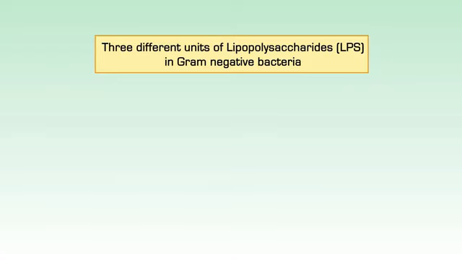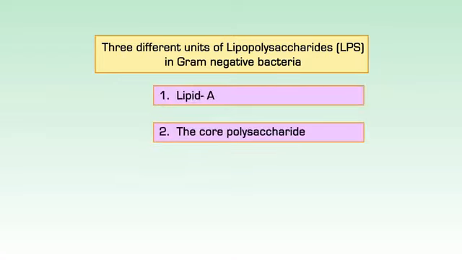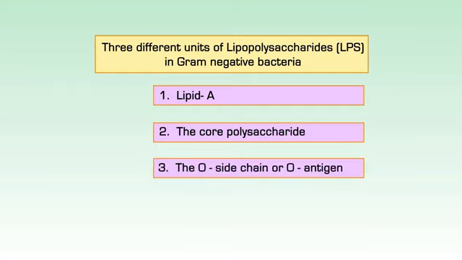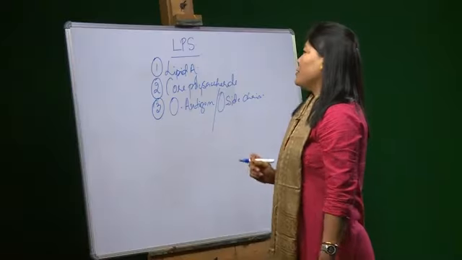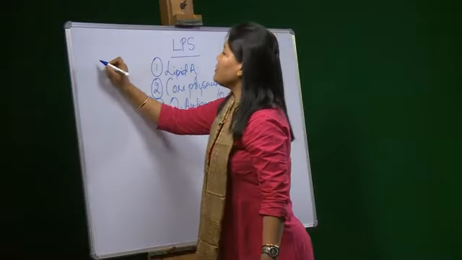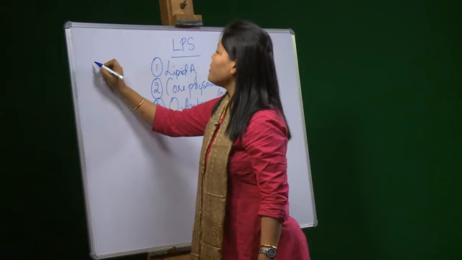Now we'll see the lipopolysaccharides of the gram-negative bacteria. This lipopolysaccharide is also termed LPS. LPS are classified into three subunits: the first one is lipid A, the second is the core polysaccharide, and the third one is the O side chain or O antigen. See here the typical diagram of the lipopolysaccharide.